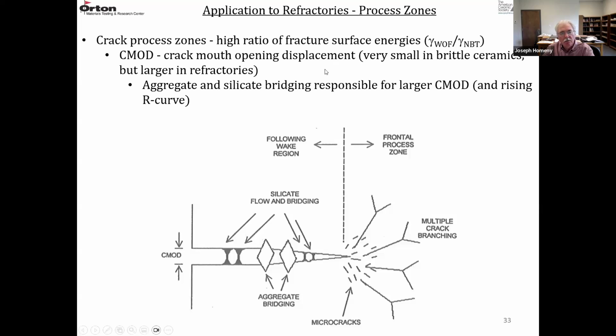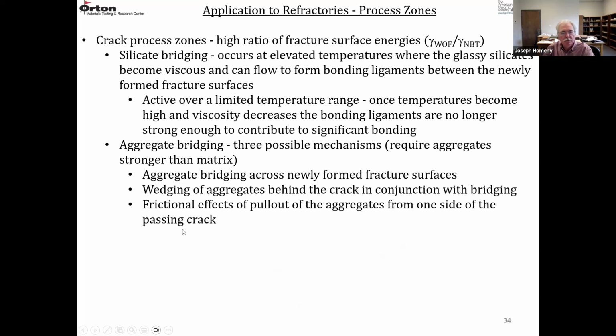CMOD is a crack mouth opening displacement. So this opening is very small in a brittle material, but it's much larger in a refractory material because you're generating a long wake process zone with material bridging across that wake region. So aggregate bridging, silicate bridging, give this larger CMOD, a larger opening here. And that's also related to the rising R curve.